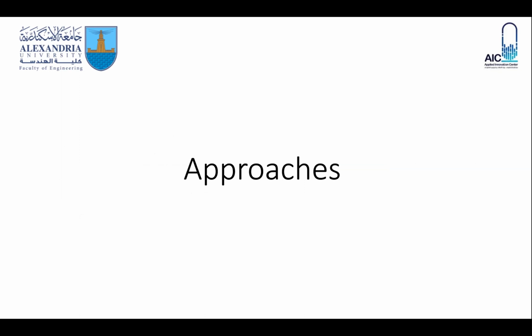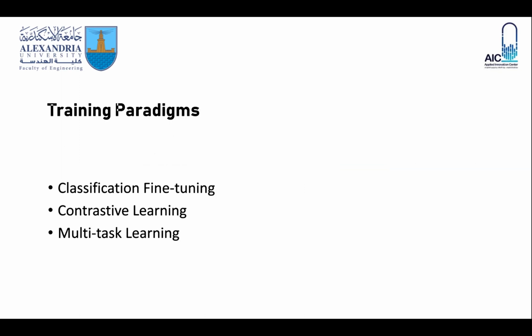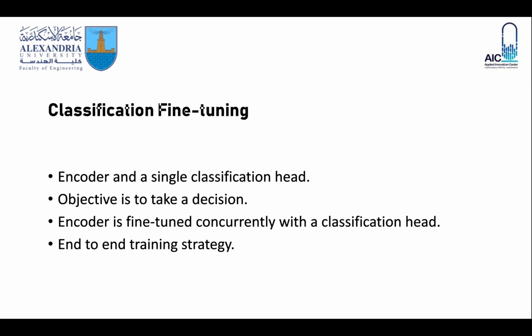The approaches: our goal was to explore different approaches other than classification fine-tuning, more than chasing any numbers, okay? For the first, we did a classification fine-tuning. It's an encoder and a single classification head. The objective is to take a decision. The encoder is fine-tuned end-to-end with the classification head.